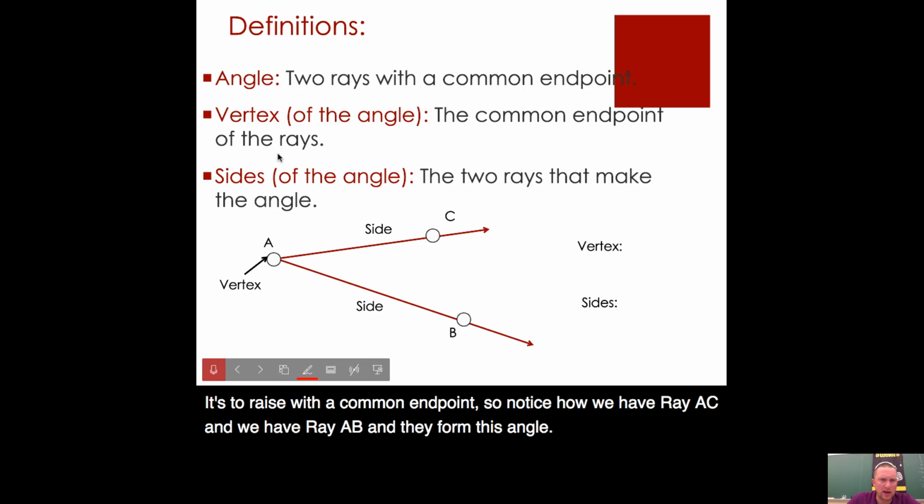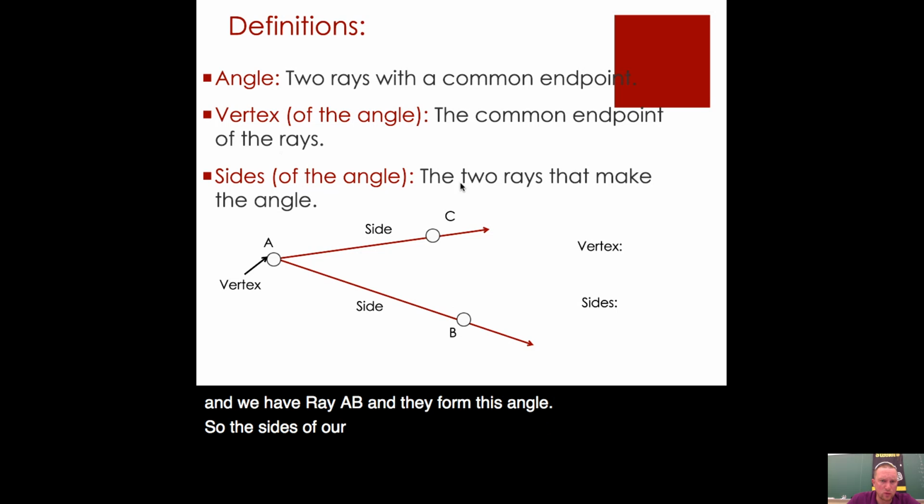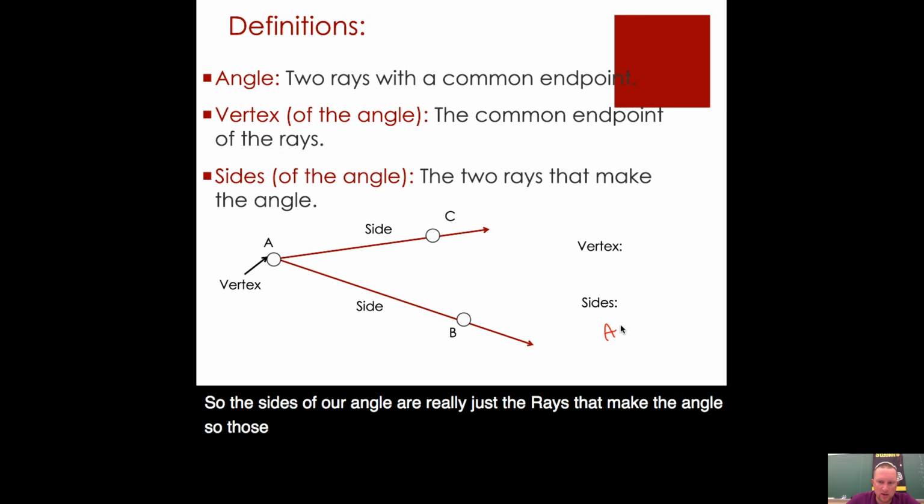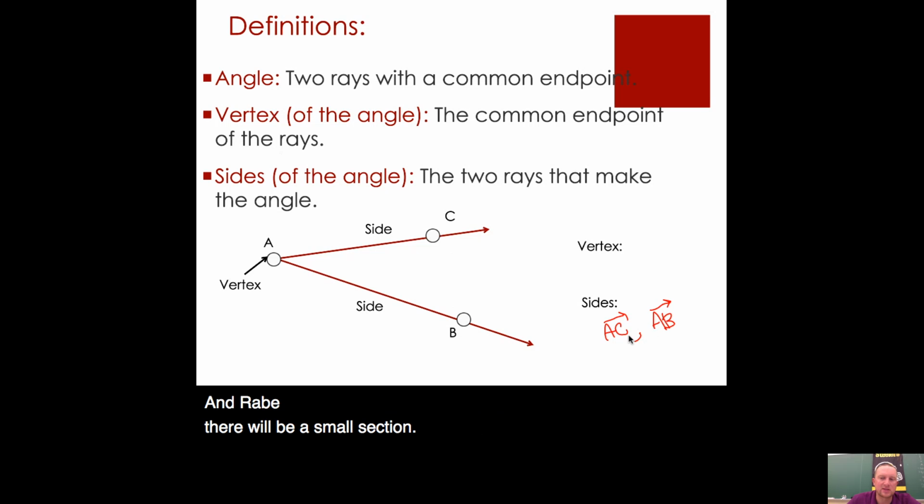So the sides of our angle are really just the rays that make the angle. So those two sides would be ray AC and ray AB. There'll be a small section on your assignment that asks you to name the sides of the angle.